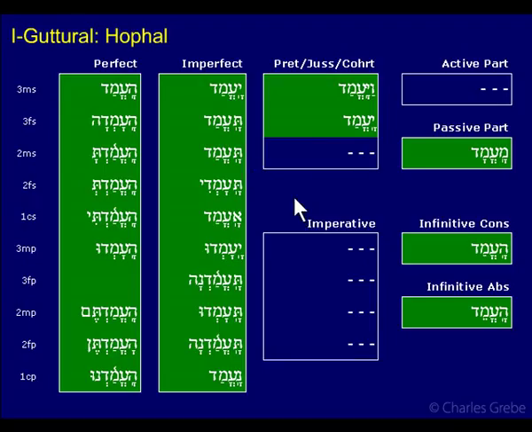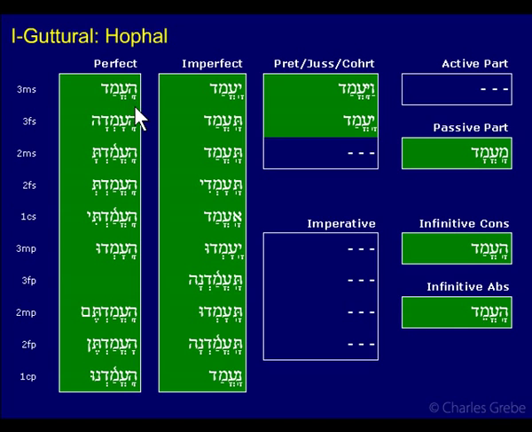First guttural Hophal. Lastly, for the first gutturals, we'll turn to the Hophal, which is, of course, the passive of the Hifil. And if you know the Hifil, you'll know the Hophal, because it's very easy, very regular. And all we have here, in terms of changes to the first guttural, is you end up with this Chataf Kametz. The Chataf Kametz is the compound Shava that corresponds to the Kametz Chatuf.